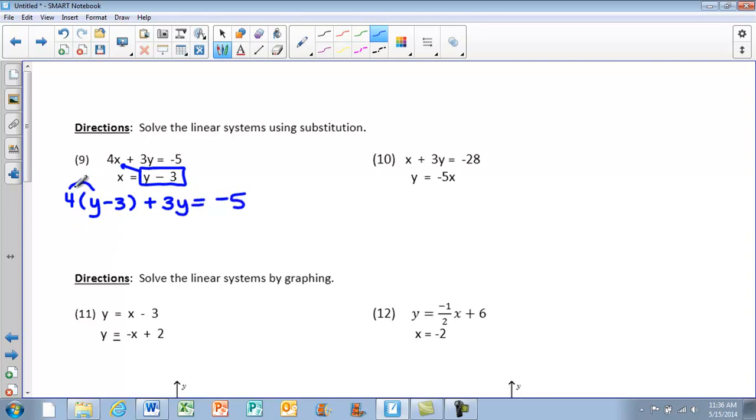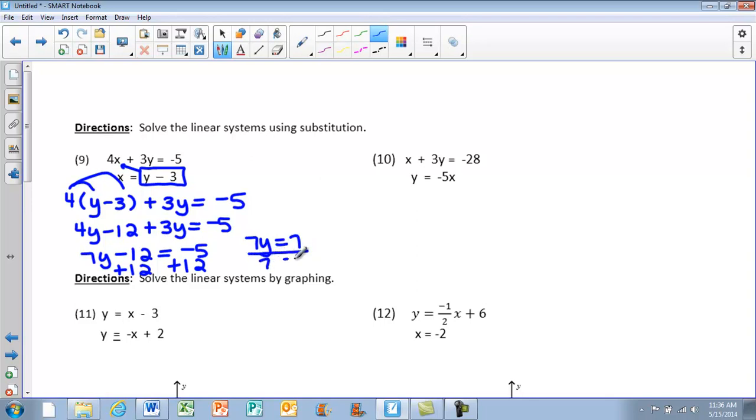So remember, I need to distribute to each. So I have 4y minus 12 plus 3y equals negative 5. Combine like terms, so I have 7y minus 12 equals negative 5. Add 12 to both sides. So I have 7y equals 7. Divide both sides by 7. And I have that y is equal to 1.